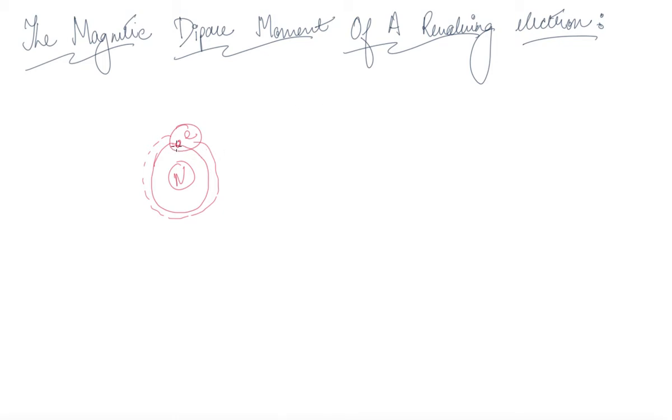Now let the time period of rotation for this electron be T. We know T equals 2 pi r, this is the total circumference, divided by v, that is the velocity of the electron.